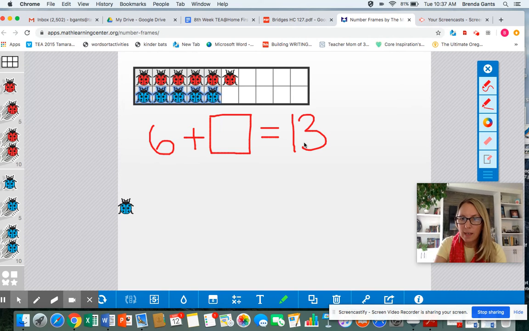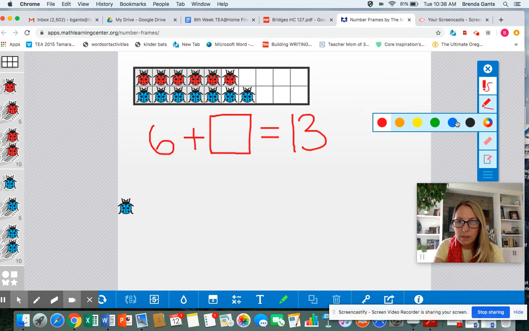6 and a 5, is that going to get me to 13? It's not, because 2 5s is 10. 1 more than that is only 11. I'm going to need that. That would be 2 6s, so that's 12. So we know that double 6s plus 1 more would be 13. So that's 6, 7.